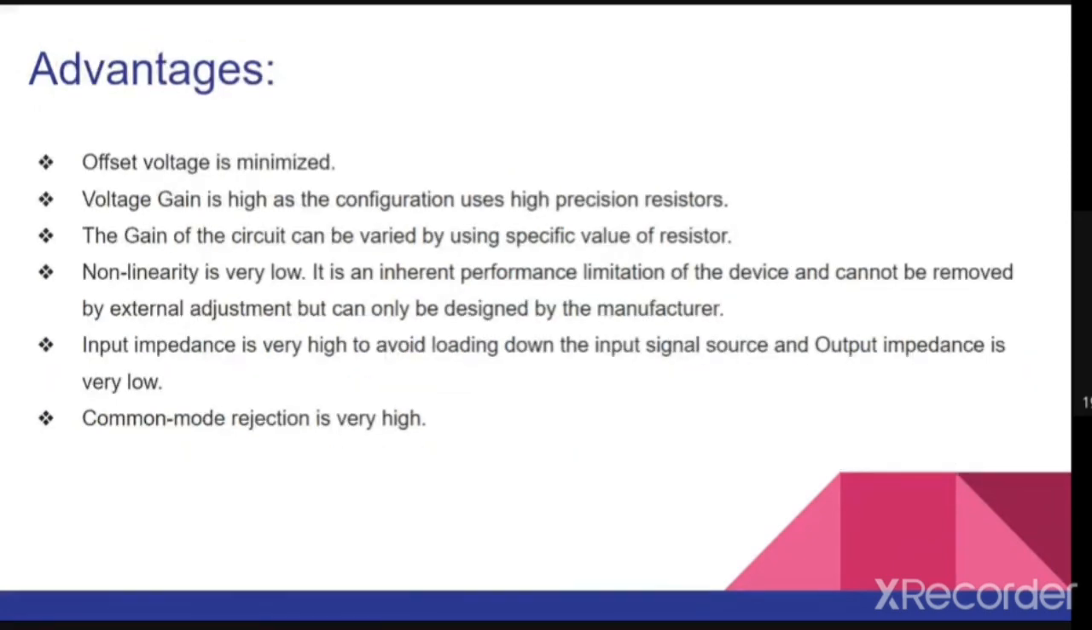Now we are moving on to the advantages of the instrumentation amplifier, and some of them have been listed below. The first one is offset voltage is minimized. Next, voltage gain is high as the configuration uses high precision resistors. Next, the gain of the circuit can be varied by using a specific value of resistor. And the next one is non-linearity is very low.